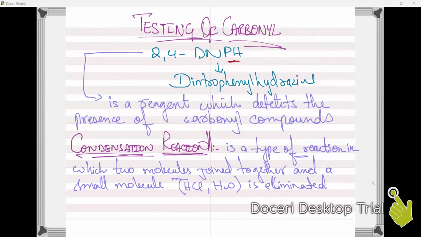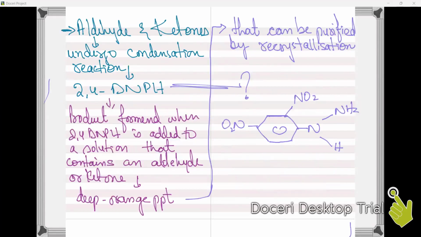If we have to do the testing of carbonyl, which is really important, the reagent we are going to use is 2,4-DNPH, which is 2,4-dinitrophenylhydrazine. It is a reagent which detects the presence of carbonyl compounds. How is that? First of all, condensation reaction. It is a type of reaction in which two molecules join together and a small molecule, HCl or H2O, is eliminated. That's what we call condensation polymerization. Any condensation reaction we do happens this way.